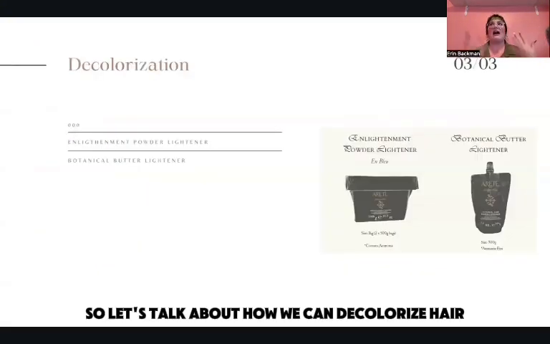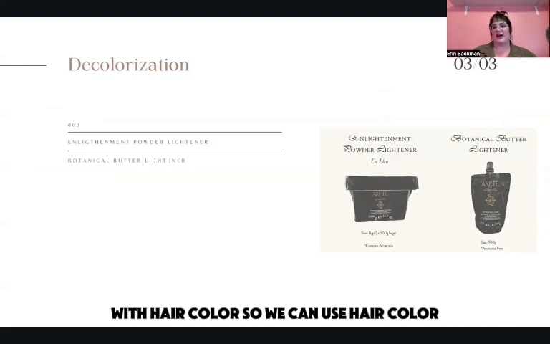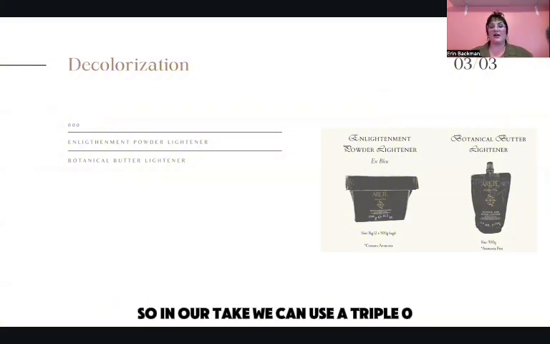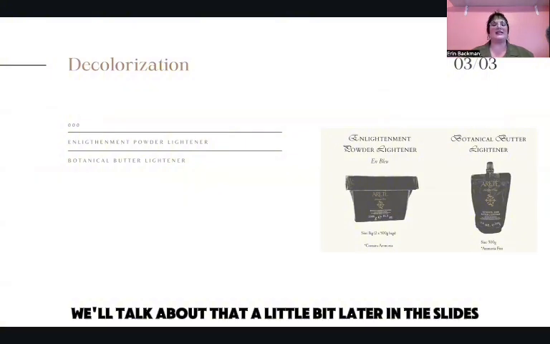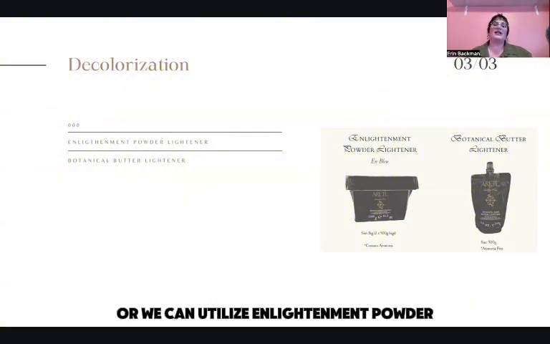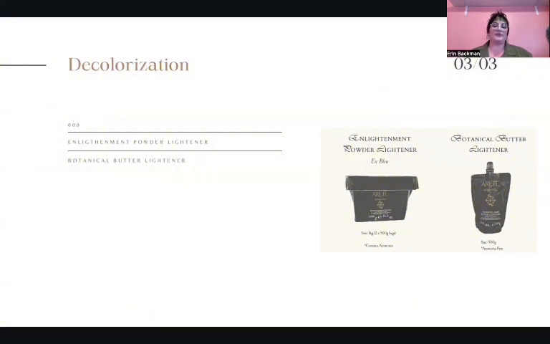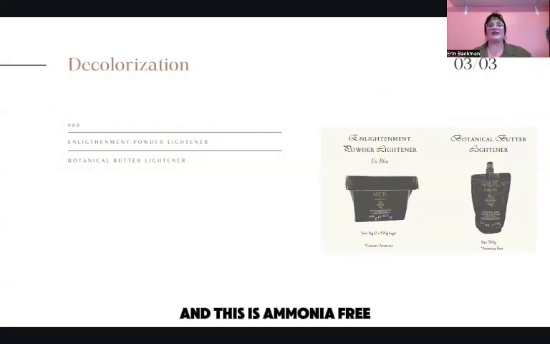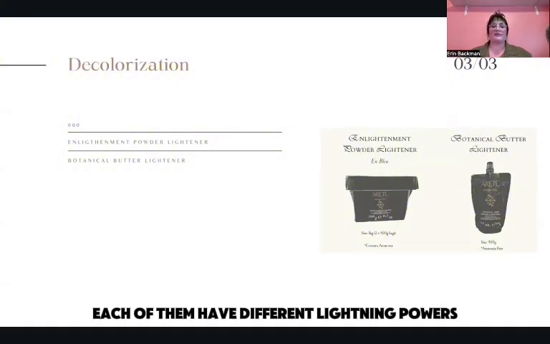So let's talk about how we can decolorize hair with hair color. So we can use hair color, or we can utilize lightening powders and lighteners. So in Arete, we can use a 000. We'll talk about that a little bit later in the slides. Or we can utilize enlightenment powder, and this is an ammonia-based lightener. And we also have the botanical butter lightener, and this is ammonia-free. Each of them have different lightening powers.